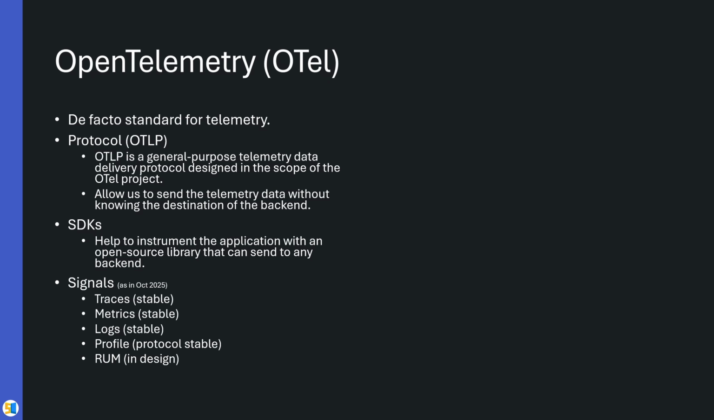And as of October 2025, OpenTelemetry supports 3 stable signals. They call them that way, not pillars. There are traces, metrics, and logs. And they are in the process of developing 2 additional signals, which are profiles and RUM, or real user monitoring, or real user metrics.